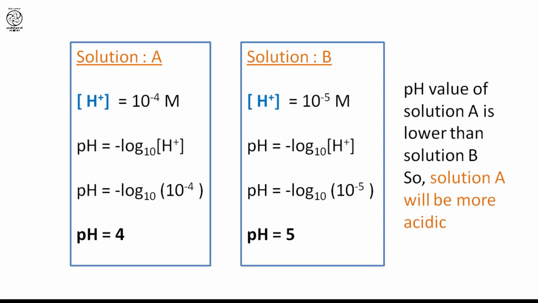So simply we have to consider H positive ion concentration in the calculation of pH. Now suppose we have two solutions. One solution has H positive ion concentration 10 to the power minus 4 and another solution has H positive ion concentration 10 to the power minus 5. Can you tell me which solution will be more acidic? The 10 to the power minus 4 one will be more acidic because its pH is less, it will be 4, and for 10 power minus 5 it will be 5. So 4 is less than 5, so acidic character will increase.